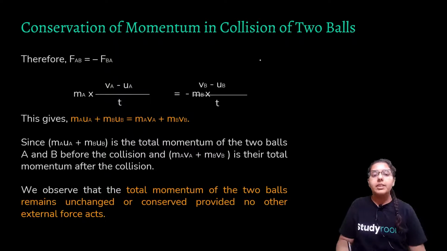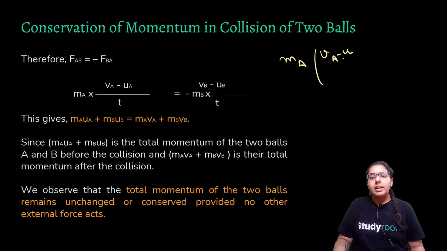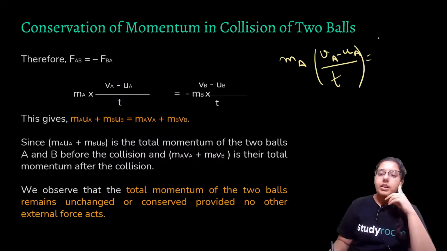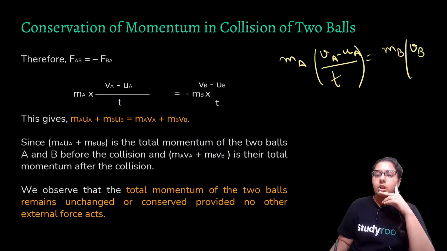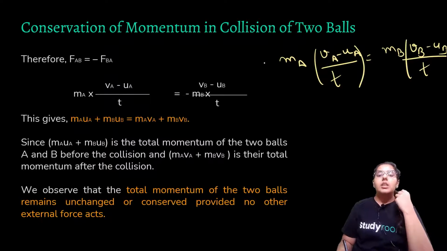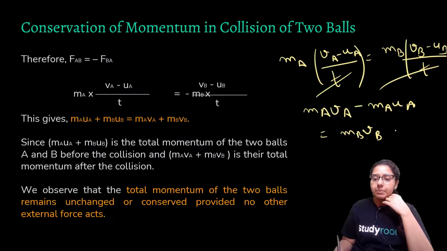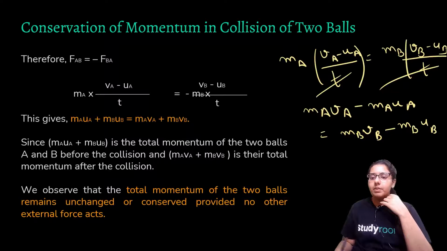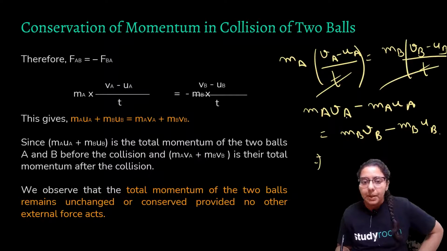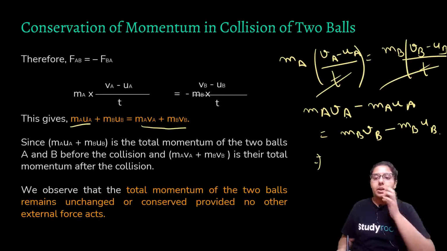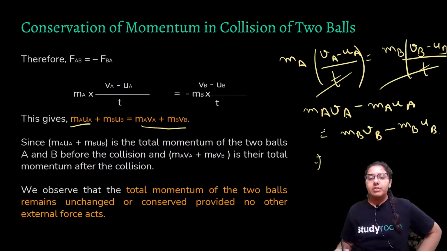So what will we get? We will equate the momentum. We will conserve the momentum. This is your force, MA into (VA minus UA) upon T, is equal to MB into (VB minus UB) upon T. So if they both are equal, what do we get? MA VA minus MA UA is equal to MB VB minus MB UB. Then what do we get? MA VA plus MB VB is equal to MA UA plus MB UB. So this is what we get from this.